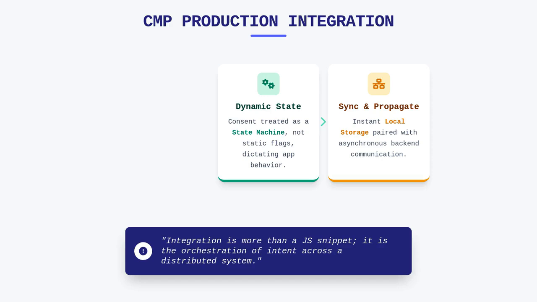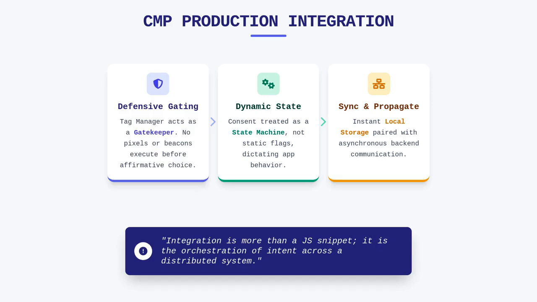The goal is to ensure that no tracking pixels, analytics beacons, or third-party advertising scripts execute before the user has made an affirmative choice. This requires a defensive coding strategy where your tag manager acts as a gatekeeper for all outgoing data streams.